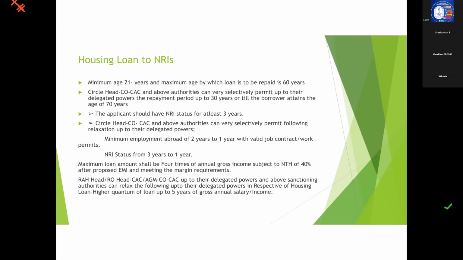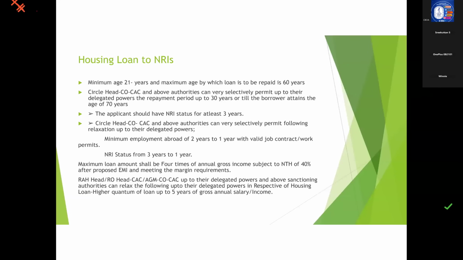So coming to housing loan NRI, the maximum repayment period that we can give is up to 60 years. However, circle head CSC and above authorities can permit repayment period up to 30 years or till the borrower attains the age of 70 years. That is, in normal cases the repayment period will be up to 60 years, but circle head can permit up to 70 years, provided the circle head is satisfied with the repayment capacity of the borrower.